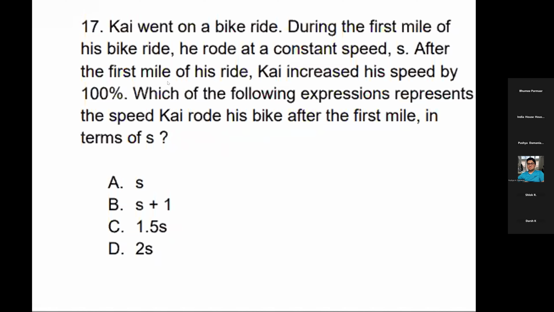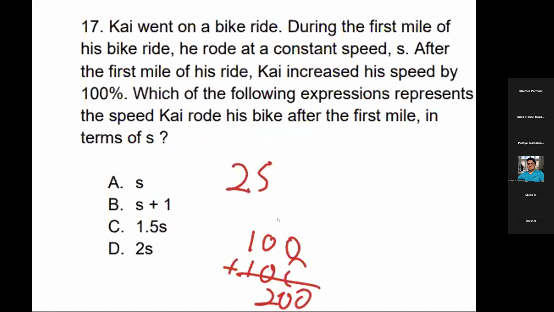Okay, so for question 17, it says he started at a constant speed s, and then after the first mile, he increased the speed by 100%. Well, you start at 100%, so plus 100% would be 200%. So this would just be 2s. He basically doubled his speed. So the correct answer is answer choice D.